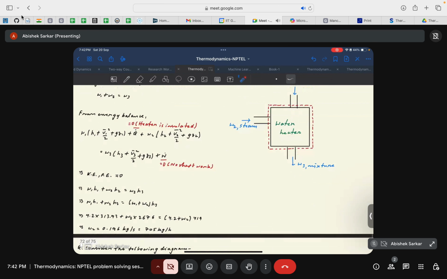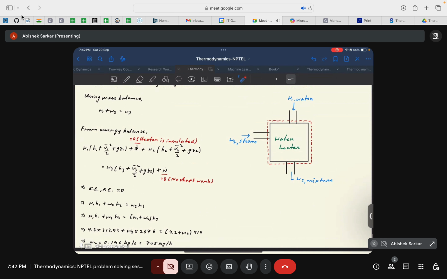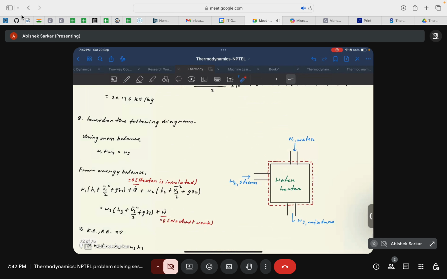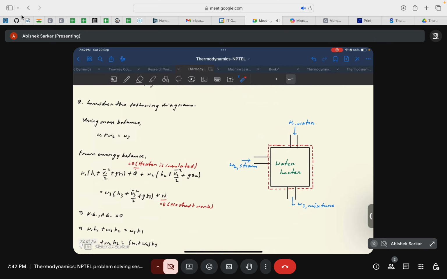So this is a schematic representation of the question. That is, there is an input of water and steam into the system, and the mixture of water and steam comes out of it. So the mass conservation equation would basically be W1 plus W2 is equal to W3. This is the mass input, this is the mass output, so input has to be equal to the output for steady state. So W1 plus W2 should be equal to W3.